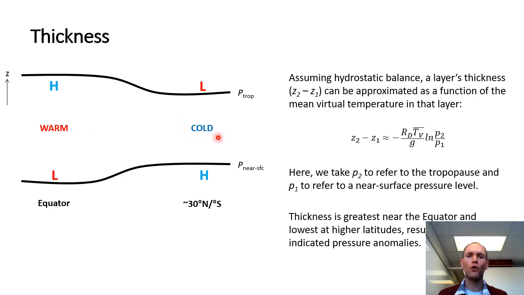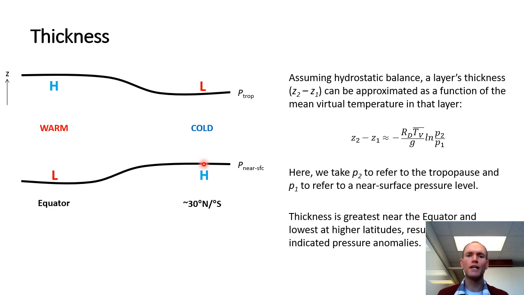Conversely, it will be relatively cold at higher latitudes. Less radiation, less solar heating, less warm in terms of the tropospheric mean virtual temperature. So consequently, we get large thickness. The difference in height, depicted here on the vertical axis on this schematic, between the tropopause, given by this top black line, and the near-surface pressure level, given by this bottom black line, is greatest here. So Z2 minus Z1 here is larger than Z2 minus Z1 that we see as we reach into the subtropics.